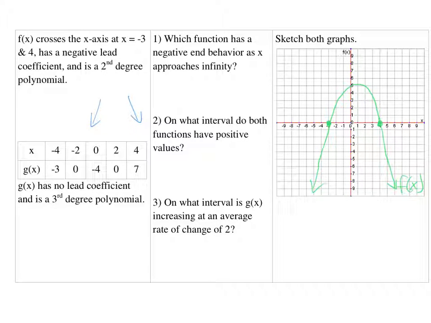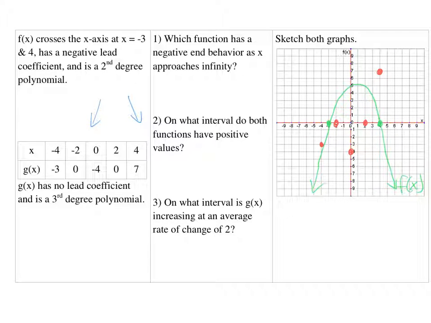All right, next part is right here. We're going to graph g using this table. So the first thing is, can we just plot these dots and then check the words later? So let's plot these dots over here. Negative 4, negative 3, we have a dot right there. Negative 2, 0, a dot right there. 0, negative 4 is a dot right there. 2, 0, a dot right there. And 4, 7 is a dot right there.